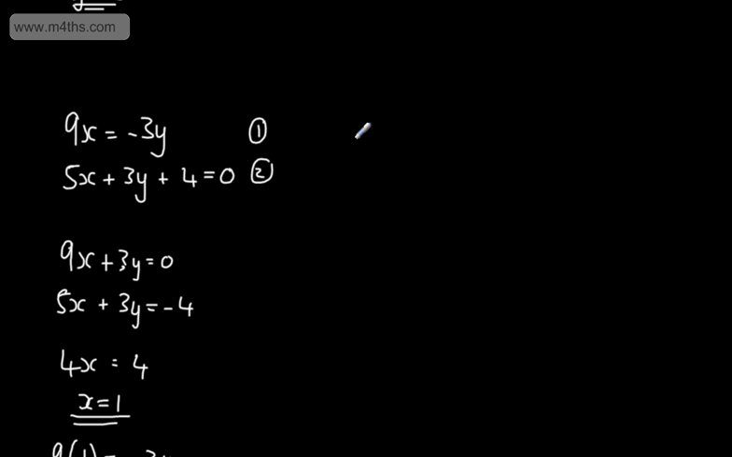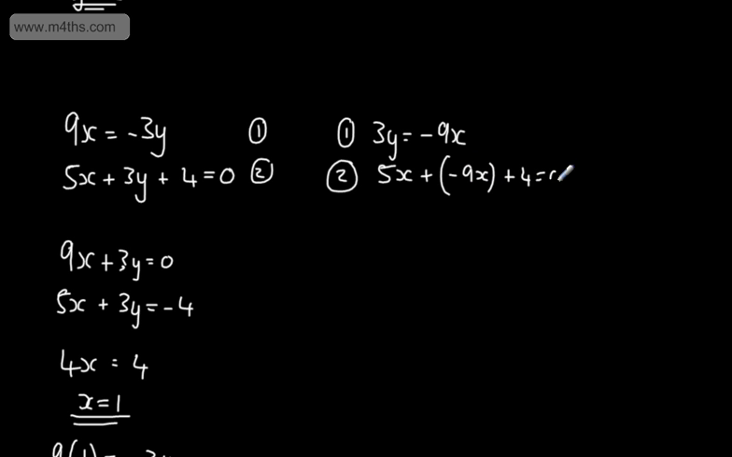Alternatively, what we could have done at this stage is used a substitution. So what I could have done is just written this. Now, equation 1, we could have said now, dividing both sides by minus 1, that 3y is going to be equal to negative 9x. And I would simply substitute this into equation 2. So what we've got then is the following. We've got that 5x plus 3y, which is now going to give us minus 9x, plus 4 is equal to 0.